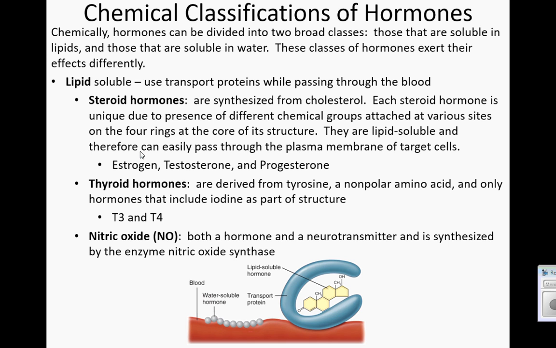Thyroid hormones T3 and T4, obviously produced by the thyroid gland. These are two hormones derived from tyrosine, a nonpolar amino acid, and these are the only hormones that include iodine as part of its structure. And then finally, a gas known as nitric oxide, NO is its abbreviation. Actually, it's both a hormone and a neurotransmitter. We don't really talk about it a whole lot in this class. It actually vasodilates your blood vessels, and that's about the only really time we'll talk about it, as a potent vasodilator.